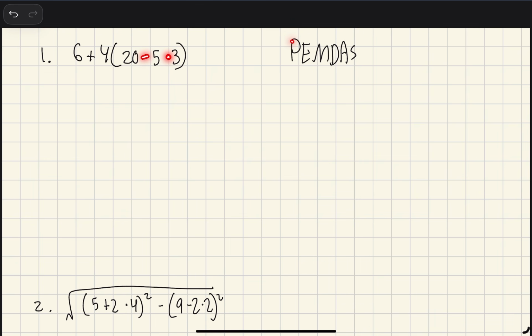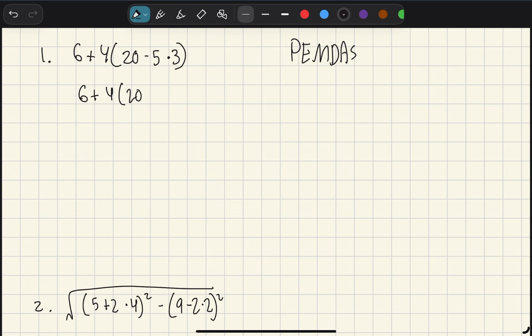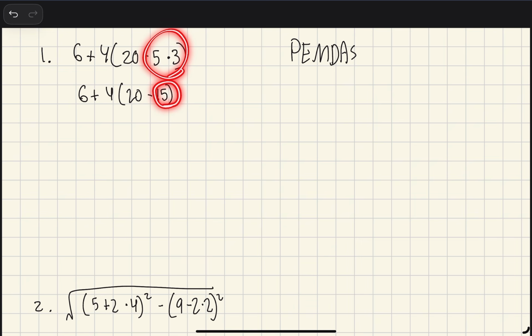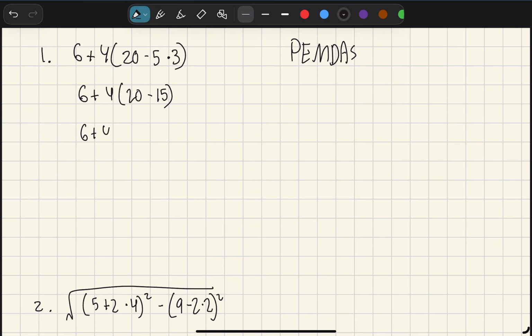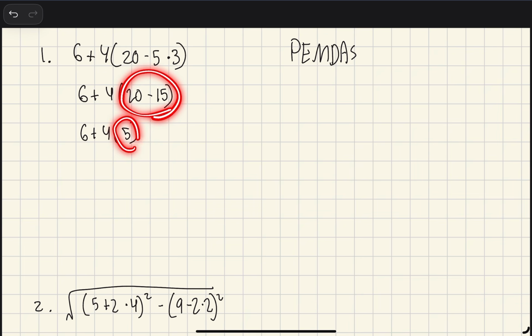Look inside. We have an operation of a subtraction and a multiplication. If you look at PEMDAS, we do multiplication and division first. So we see a multiplication here, so let's do 5 times 3. So we have 6 plus 4 times 20 minus 15, because 5 times 3 is 15. And then you do the subtraction, which is 20 minus 15. So we have 6 plus 4 times 5, because 20 minus 15 is 5.